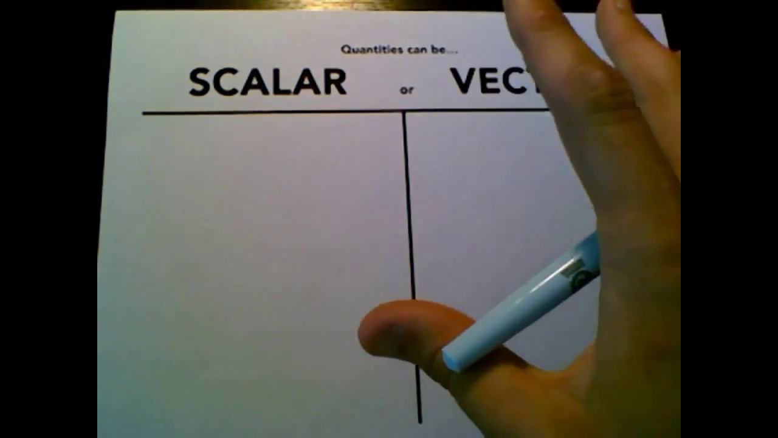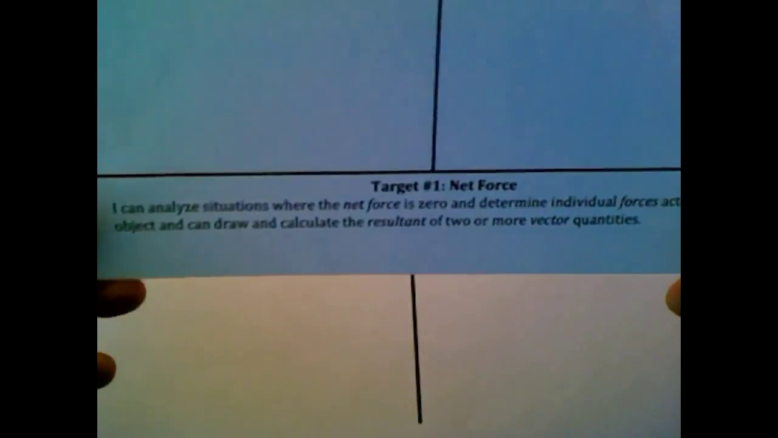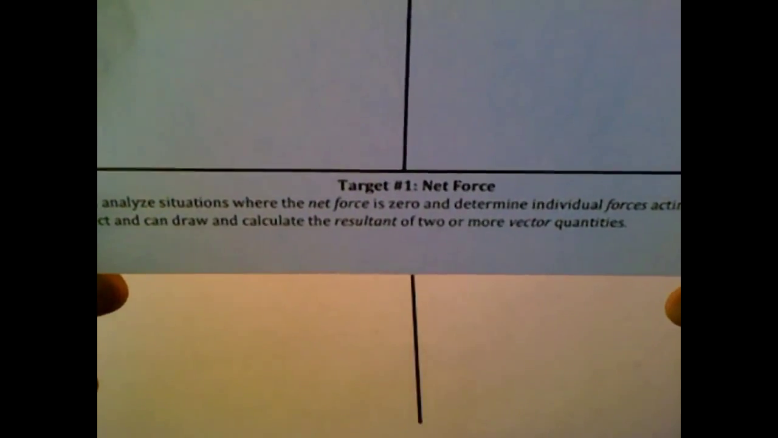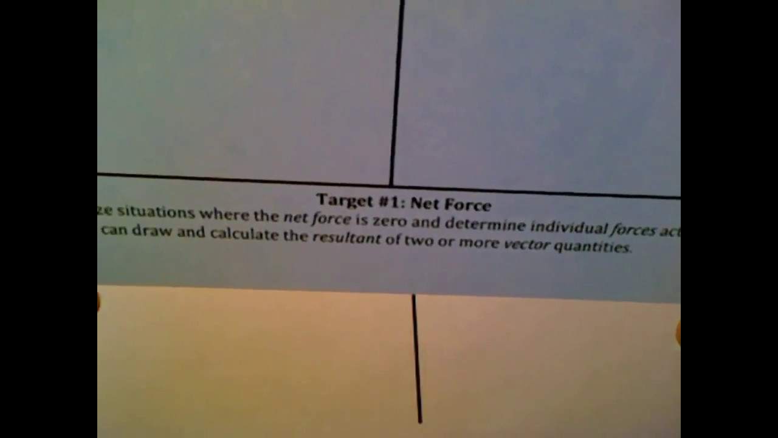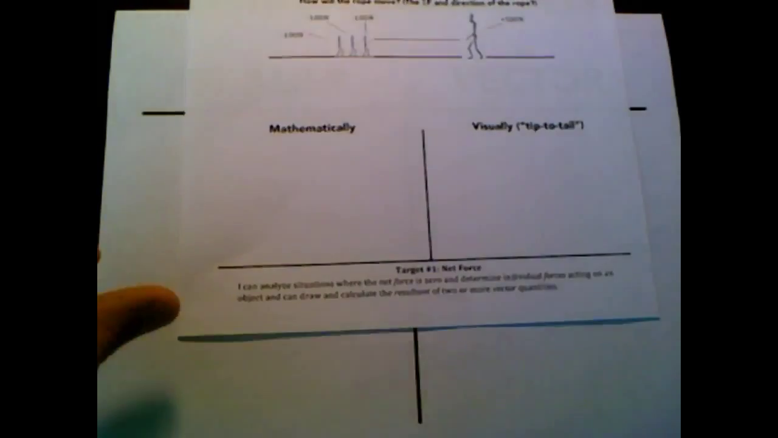And so here's your guys' target sheet. I kind of blew up mine into two sections just to make it a little bit easier for you guys to see. But if we look at target one, there's a lot to it. I can analyze situations where the net force is zero and determine individual forces acting on an object and can draw and calculate the resultant of two or more vector quantities. All right, it sounds like a mouthful, but it's really not too bad.